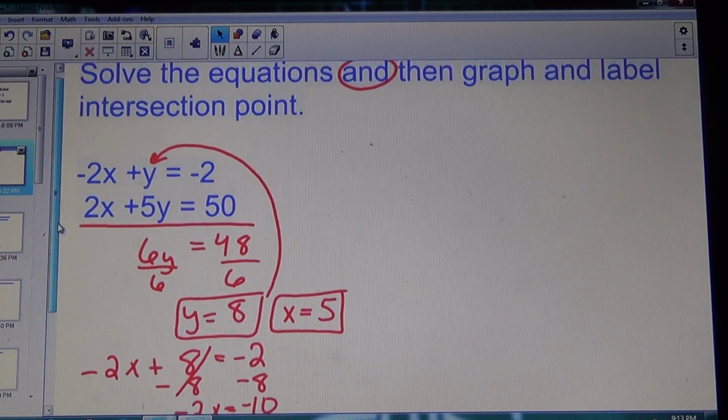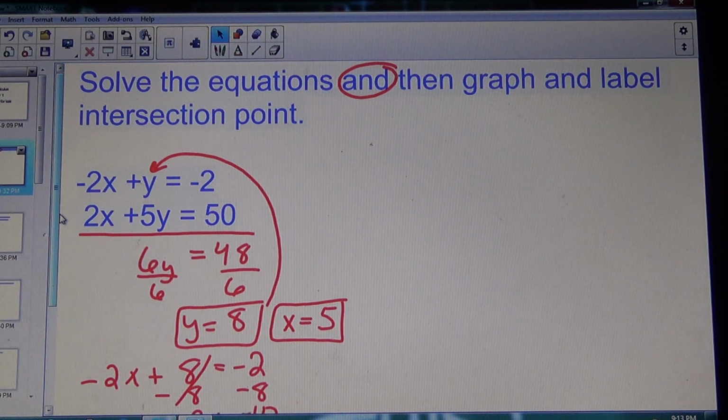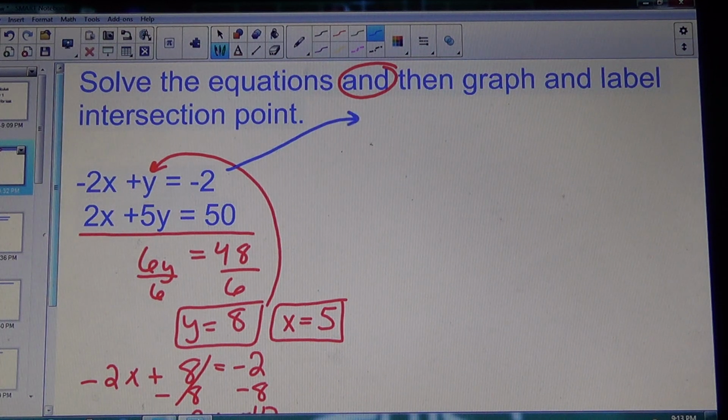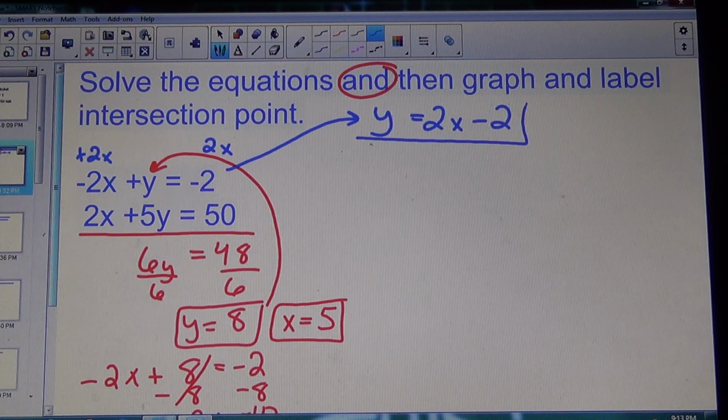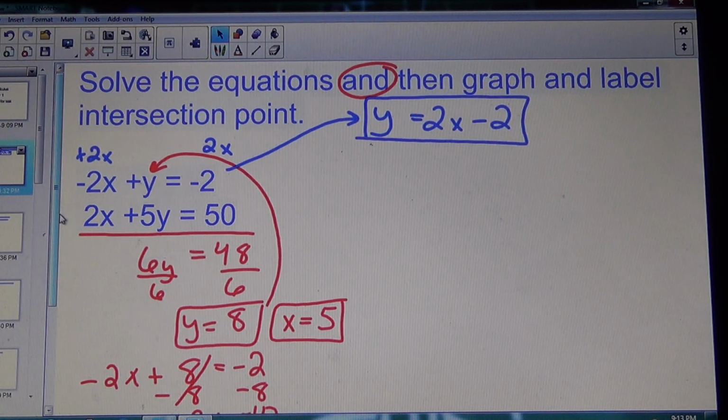But now if I come back up here, the question not only asks us to solve the equation, it then says graph and label the intersection point. How do you graph a line? In order to graph a line, we must always get the letter y by itself. So on this equation, I would add 2x to both sides, and I'm left with y equals 2x minus 2. There's one equation I need to graph.